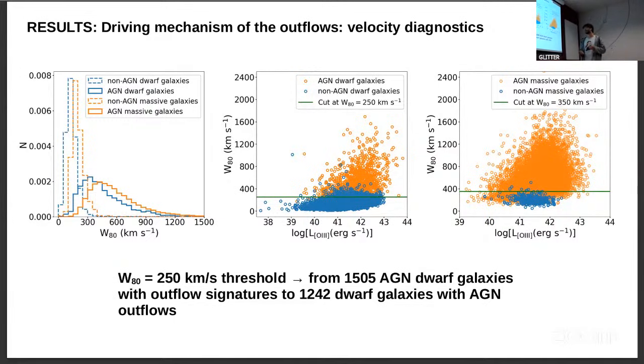So those AGN dwarf galaxies with outflow signatures with velocity higher than 250 kilometers per second are classified as AGN outflows. These outflows are driven by an AGN. So the sample drops from 1500 AGN dwarf galaxies with outflow signatures to 1200 dwarf galaxies with AGN outflows. And this is the biggest sample to date of dwarf galaxies with AGN outflows.